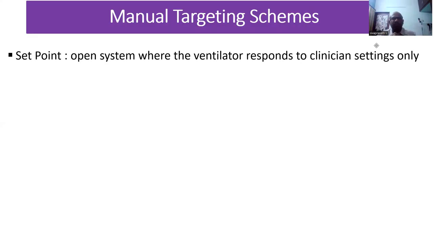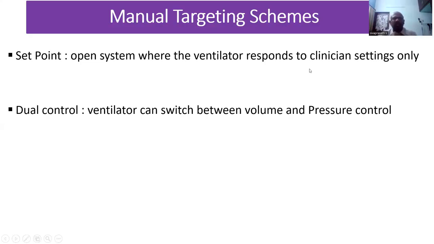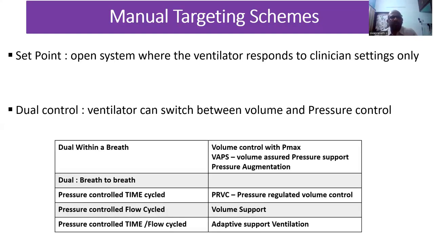The second type is called dual control ventilation, where the ventilator can switch between volume and pressure control. We have some pros and cons of volume and pressure control, which I'll be talking about later. So if you want to get the best out of both volume and pressure control, you can go for dual control modes. Dual control has various types.